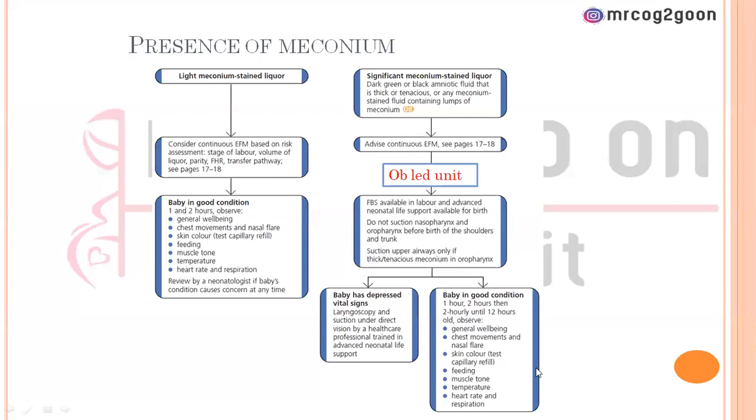And this is what we will look for: general well-being, chest movement and nasal flare, skin color, feeding, muscle tone, temperature, heart rate, and respiration. If any vital sign is suppressed, we will do laryngoscopy and suction under direct vision by a healthcare professional trained in advanced neonatal life support. Light meconium, as I told you, we have to have other features with it.